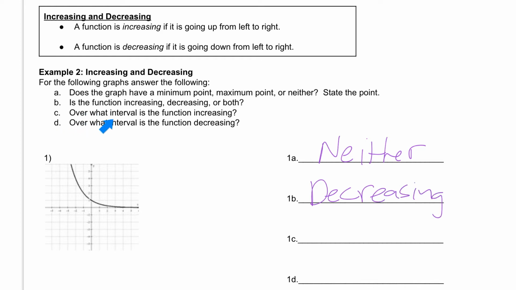In part C, over what interval is the function increasing? Well, if we said that the function is always decreasing, then it's never going to be increasing. So our answer for part C is never. In letter D, over what interval is the function decreasing? We said it's always decreasing, so we can answer letter D with always.